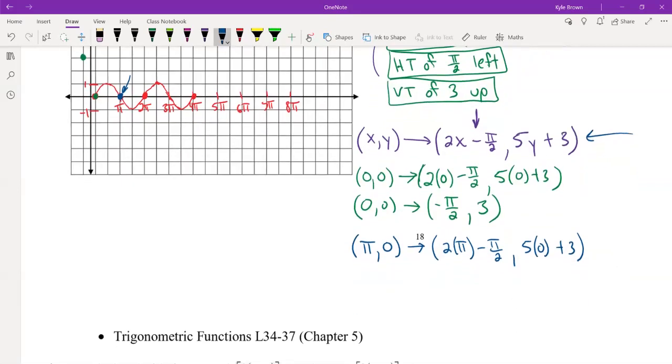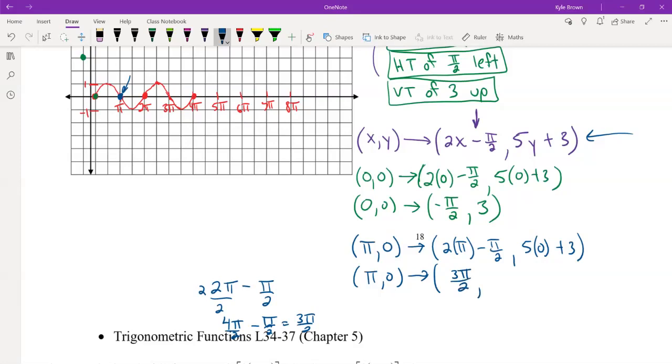Okay, so the point pi, comma, 0 would become, so here, let's write it down, just to remind you guys. If we had 2 pi minus pi over 2, you'd need common denominators, right? So I'd multiply the bottom by 2 and the top by 2. So that would be the same as 4 pi over 2 minus pi over 2. That would be 3 pi over 2, okay? So that's what this is going to turn into. So this point is now 3 pi over 2.